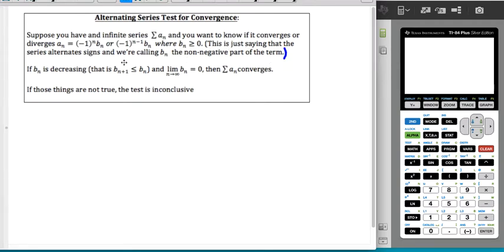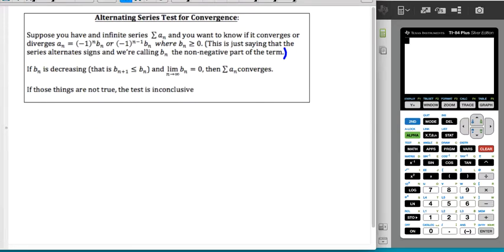All this is saying is that the series is alternating signs, and b sub n is the part of the series that's not alternating. It's the part of the term that's not alternating. So if b sub n is decreasing, and if it's trending towards 0, meaning as n approaches infinity, b sub n goes to 0, then by default, a sub n converges. If those things are not true, the test is inconclusive and we're not able to figure anything else out.